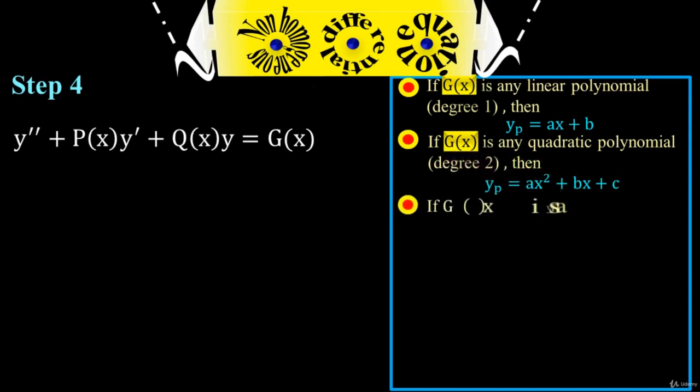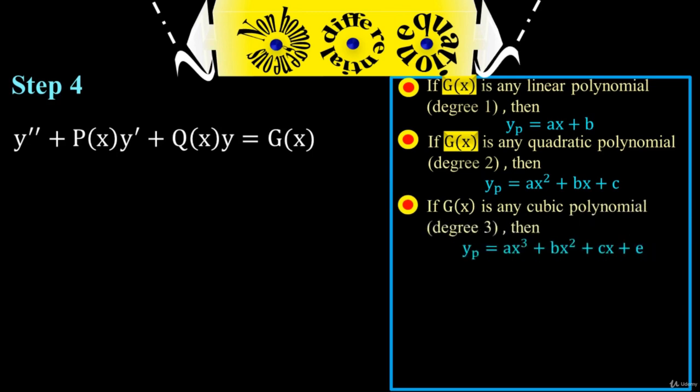Condition number 3: if g of x is any cubic polynomial, I mean degree 3, then I'm going to use this equation. Let's suppose g of x is any cubic polynomial, I mean the power of the variable is 3, like 4x cubed, x cubed. Then I will pick this equation: y sub p equals ax cubed plus bx squared plus cx plus e.